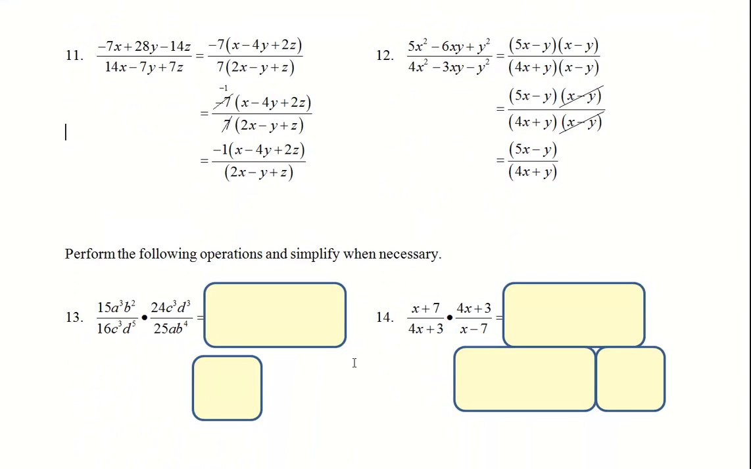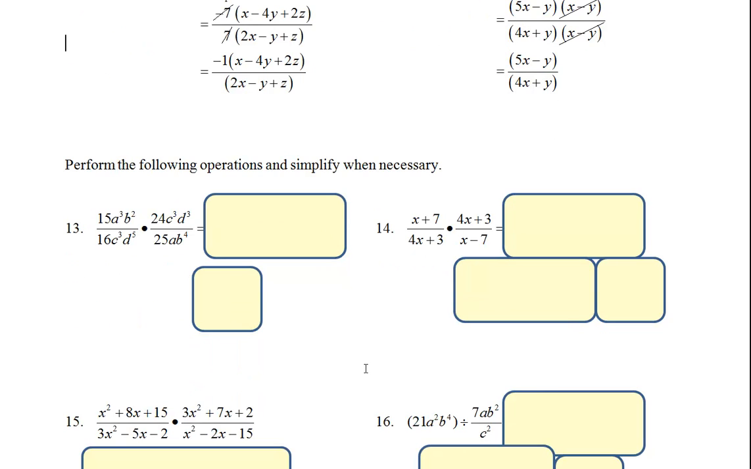The next part, they want us to perform the following operations and simplify when necessary. I've got multiplication, I see division, so let's get going. I've got a monomial over a monomial times a monomial over a monomial. This is where you go and just have a real good time. Remember, you can cancel like factors. So I know 24 and 16 have a number in common, as does 15 and 25. So get those first, like we saw earlier, and then go after your a's.